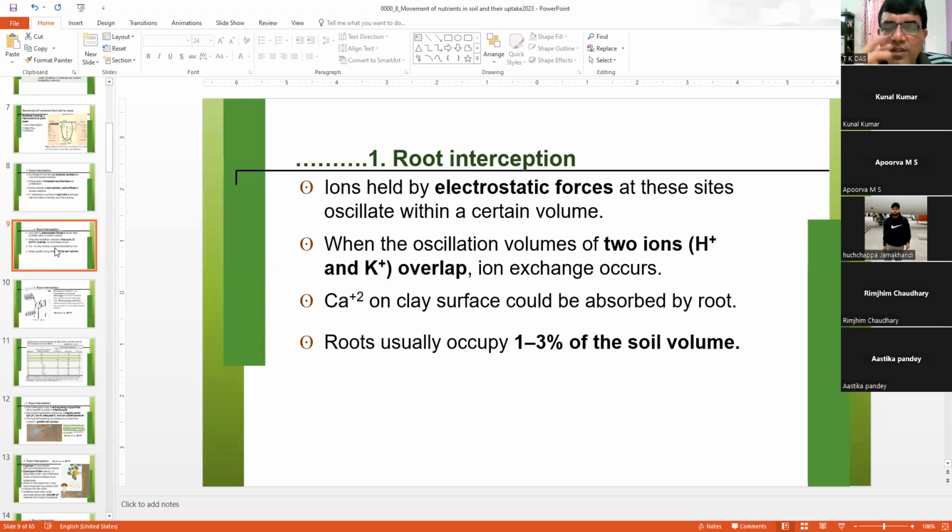Calcium ion on clay surface could be absorbed by roots. So if it is on the exchangeable sites, this calcium or potassium, even potassium by oscillation, and calcium can be directly taken up by roots, present on the clay complex or on the colloid. Roots usually occupy 1 to 3% of the soil volume, that is in 0 to 15 centimeters.